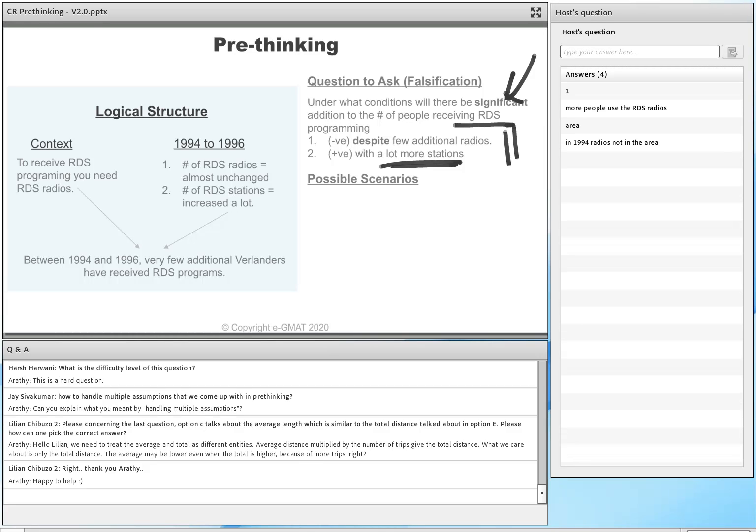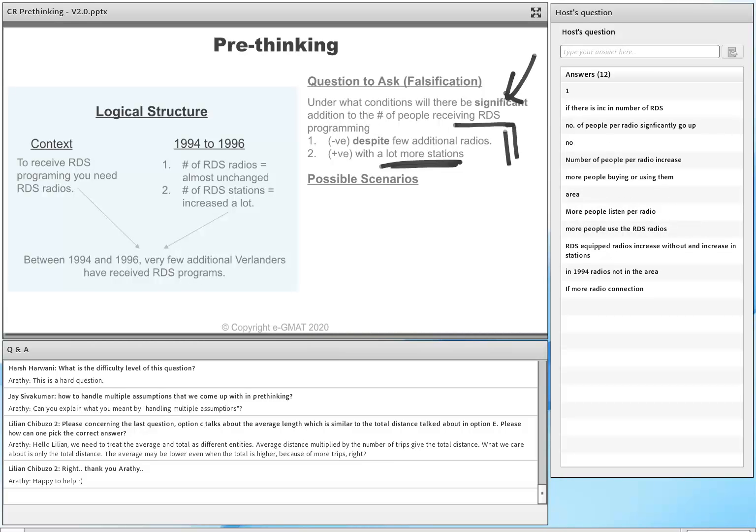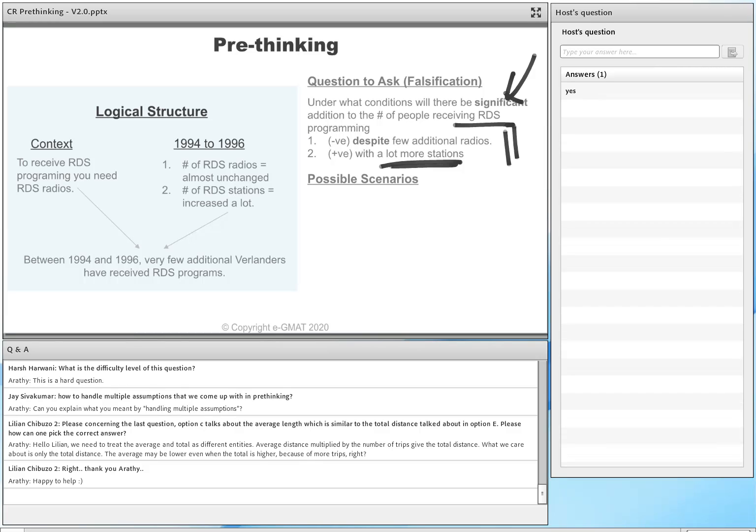Okay, if in 1994 there were some radios that were not covered and these additional stations now cover them. Can you come up with one other answer? If the number of people per radio goes up, if we start putting these radios in Starbucks versus taking them from houses and start putting them in Starbucks, then also the conclusion will break down, right? If more people start using the radio, in 94 maybe people had the radio, but again, that using doesn't matter. It's more about receiving. So they were still receiving over there.